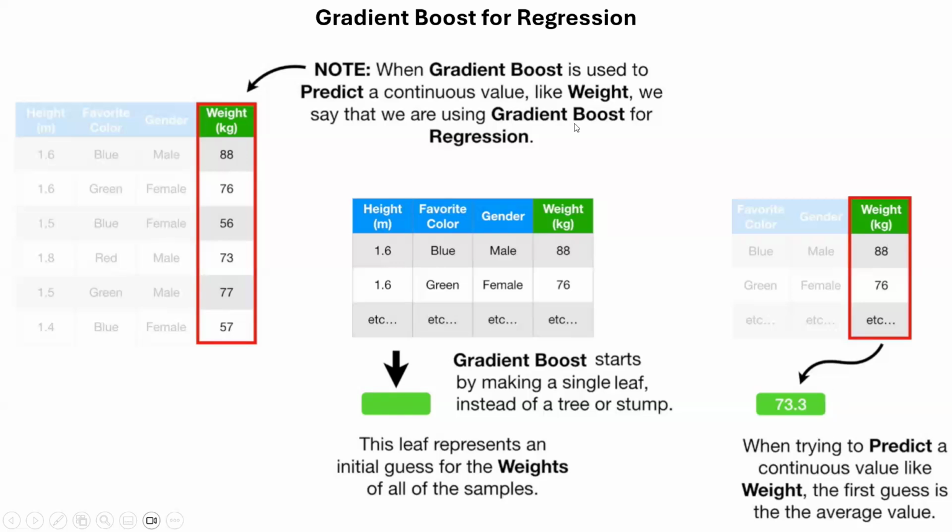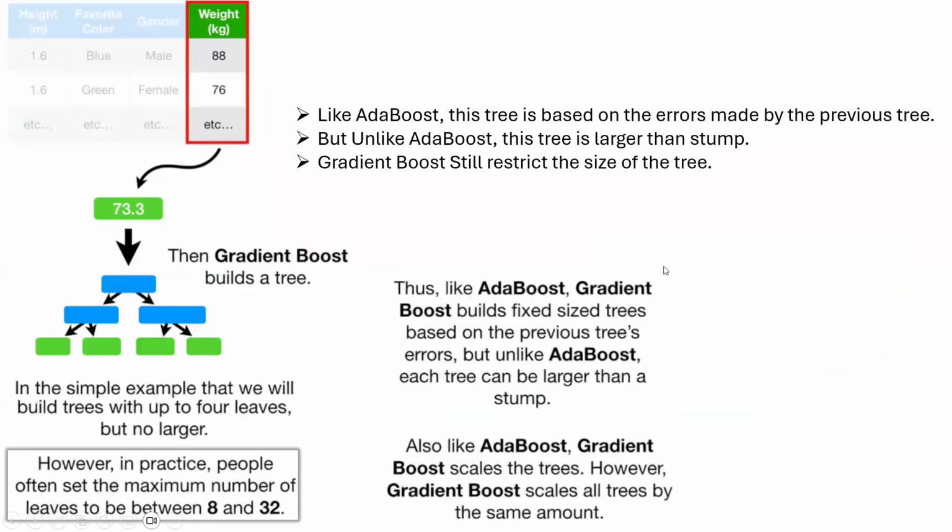If it is for regression, the first step would be finding the average of all the values in the label, and we use that as the first guess. So we predict that as the continuous value, like weight. The first step in gradient boost is to construct a single leaf that represents all the values, and for regression that would be just the average value of all the weights.